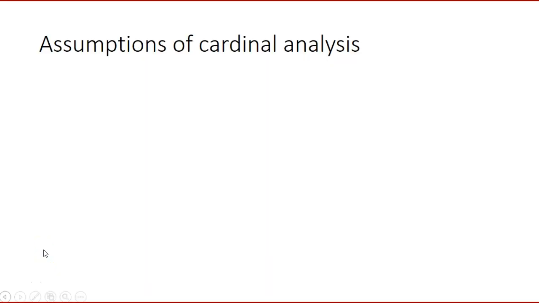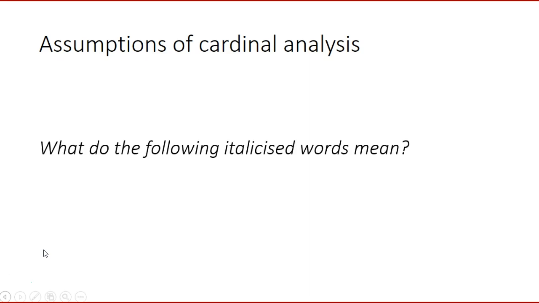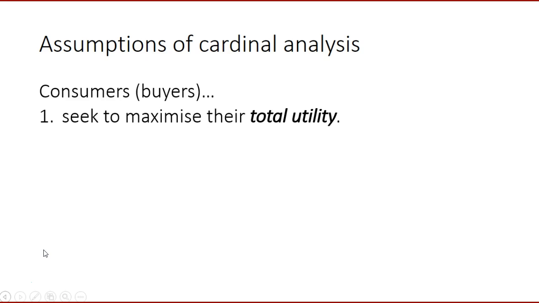All right, so let's look at some key assumptions that underlie the theorization of the consumer in their decision making. Our question here is, what do the following italicized words mean? Our first assumption is that consumers, or the buyers of some good, have a single goal in mind. They're singular-minded in the sense that they seek to maximize their total utility. This is their only goal in life.